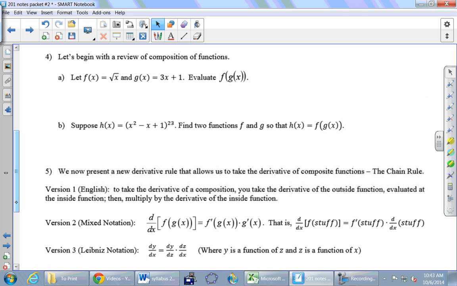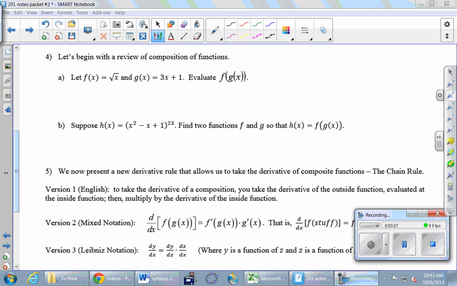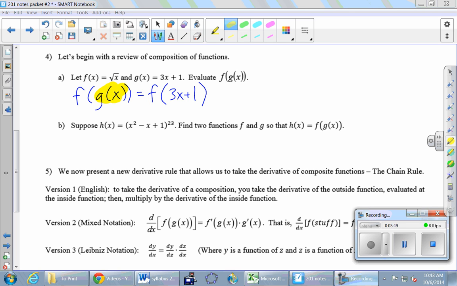Okay, we'll jump down here to number 4. Isaac? Keep going. Okay, so f of g of x. Isaac read that exactly right. I know that when we compose functions, we work from the inside to the outside. So instead of g of x, what can I put? 3x plus 1. Okay, because g of x is exactly the same as 3x plus 1.